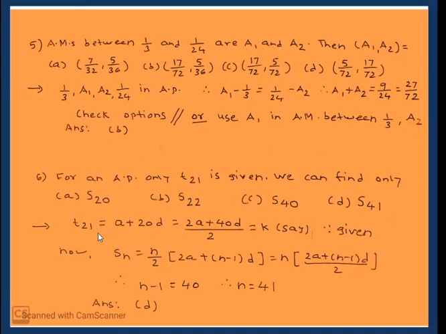See, the 21st term is given. So I say a plus 20d is given. That is, 2a plus 40d upon 2 is given. Suppose it is k. What is Sn? n by 2 into 2a plus n minus 1 into d. That is n into this. Compare this with this. That gives me n minus 1 equal to 40. That gives me n equal to 41. This clearly shows that with the 21st term, we can find the sum of the first 41 terms. So the correct option is D, Delhi.